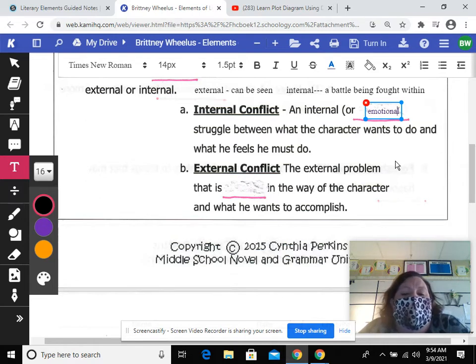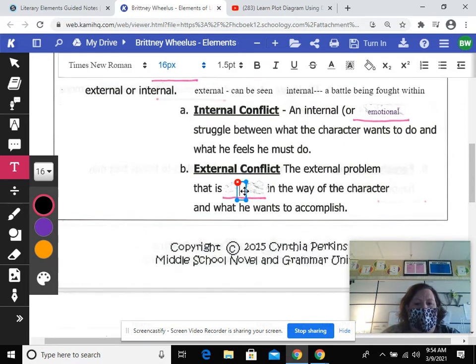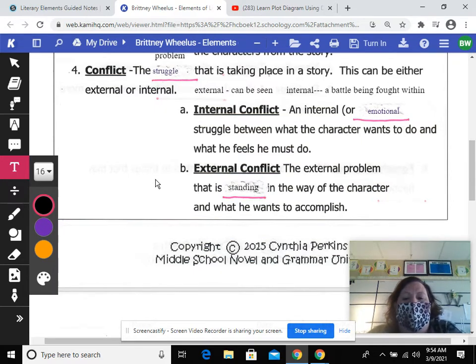All right. External conflict: the external problem that is standing in the way of the character and what he wants to accomplish. So, what could be the external conflict in Old Yeller? Travis having to shoot Old Yeller, okay.